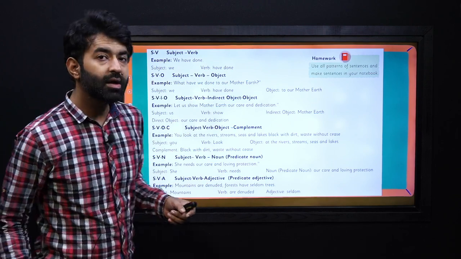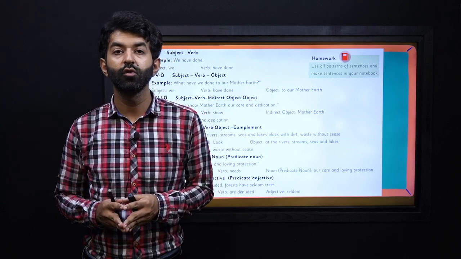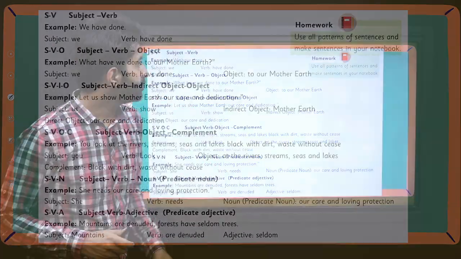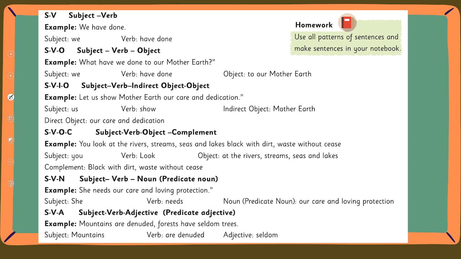Now let's learn them one by one using examples. The first one is very basic. In the example, we have done. Now, who is performing the action? The pronoun we. It is a plural pronoun. Then we have the verb have done. So it means that this sentence pattern is SV.